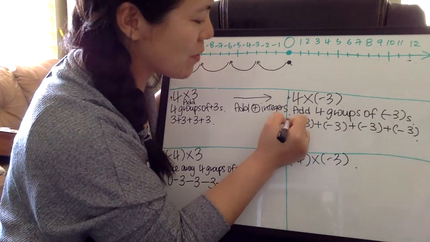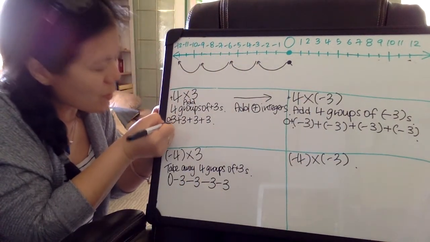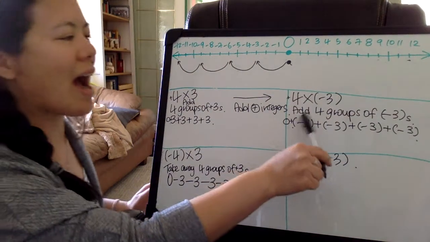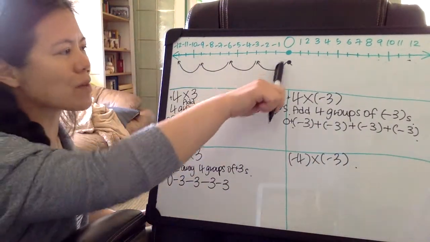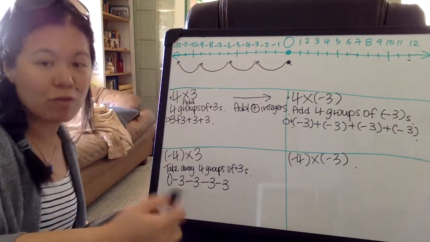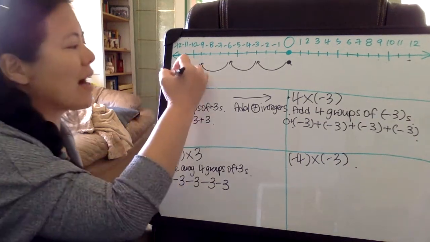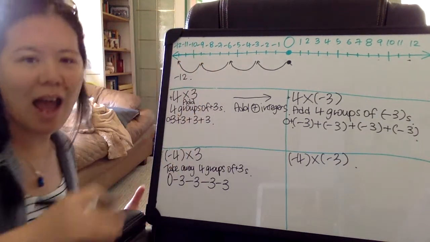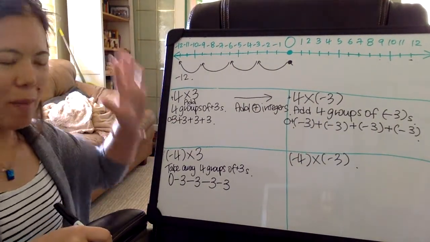And of course, if you like, you could just start at 0 as well here. Okay, so you add 4 groups of -3s. That means you add -3s 4 times. 1, 2, 3, 4. Right? You're adding 4 groups of -3s, and you again arrive at -12. Okay, so that part was not too hard.